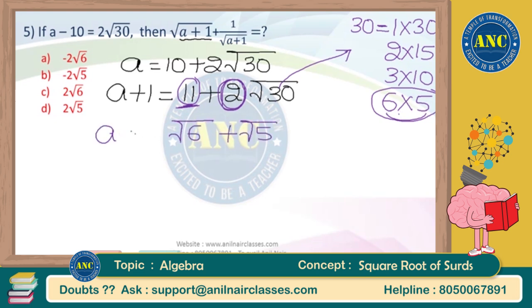That is a plus 1. So if I want to find root of a plus 1, then the square will be cancelled out. Answer is root 6 plus root 5 for root of a plus 1.